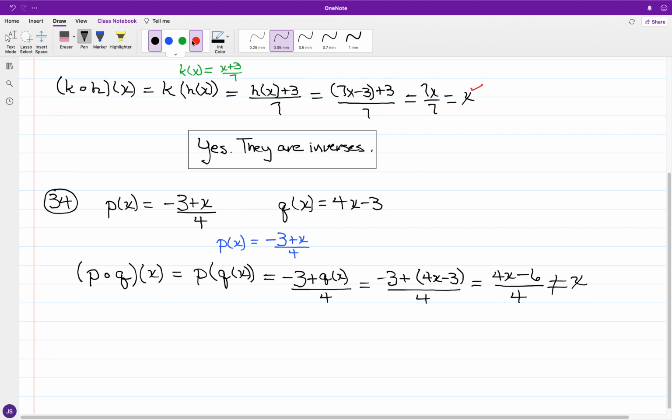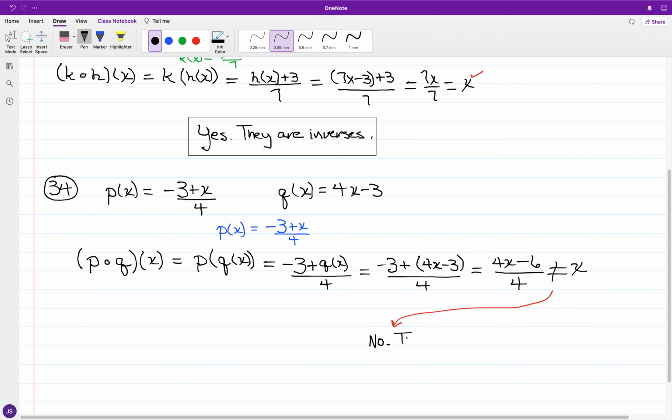And you don't even have to take the other composition. If we don't have the composition between the functions reduce to x from the get-go, you don't even have to do the other composition. So, in effect, since the composition does not come to x, it turns out that p of x and q of x are not inverses.